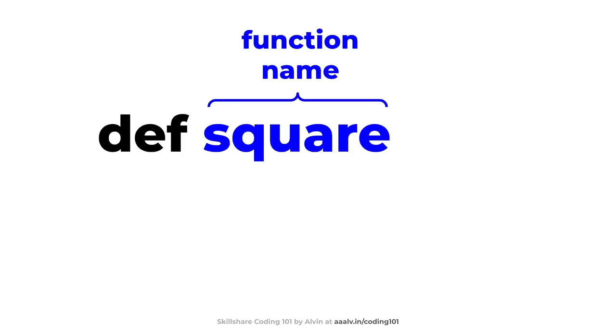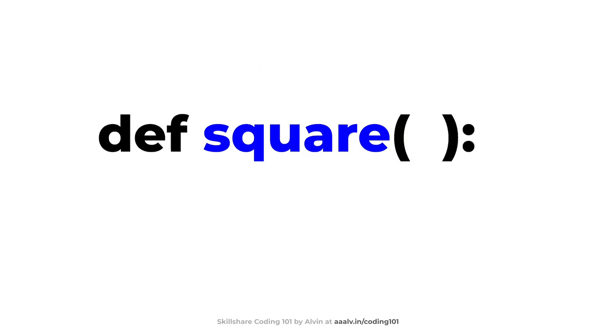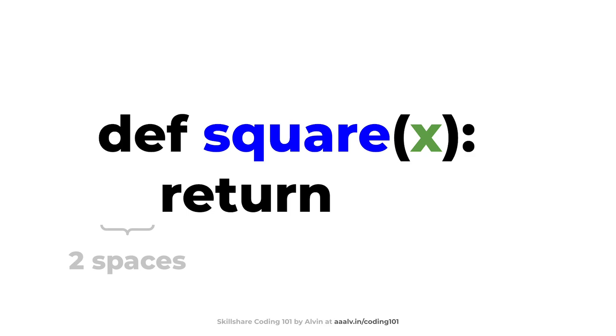Here, start with def. Then, follow it with the function name, and then a set of parentheses and a colon. In between the parentheses, add your input argument. In this case, our function square only takes in one argument, which we'll denote x. Then, add 2 spaces. These 2 spaces are extremely important. These spaces are how Python knows that you are now adding code to the function.